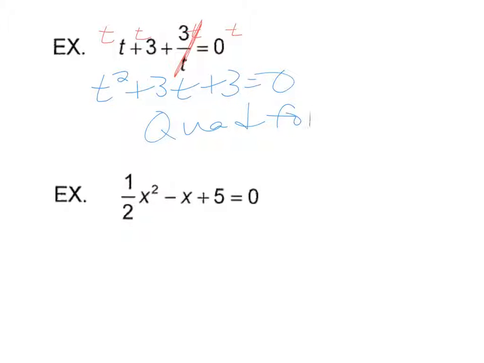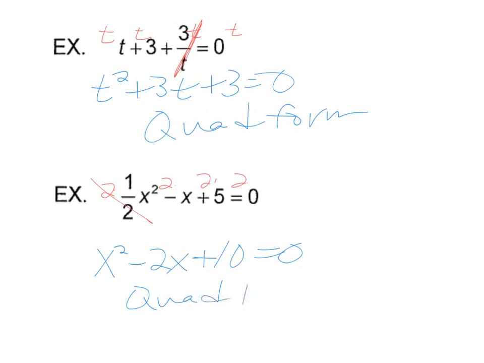the quadratic formula. A similar problem, 1/2 x squared minus x plus 5. You could do the quadratic formula with these numbers, but probably you don't want to have fractions mixed in with that. So you can multiply everything by 2. That will get rid of our fraction, and we have x squared minus 2x plus 10 equals 0, and then from there you could do the quadratic formula.